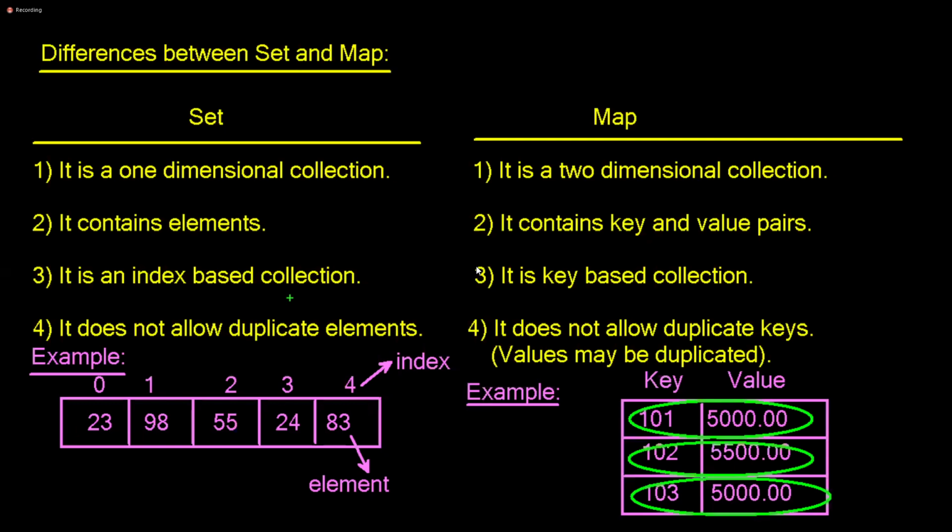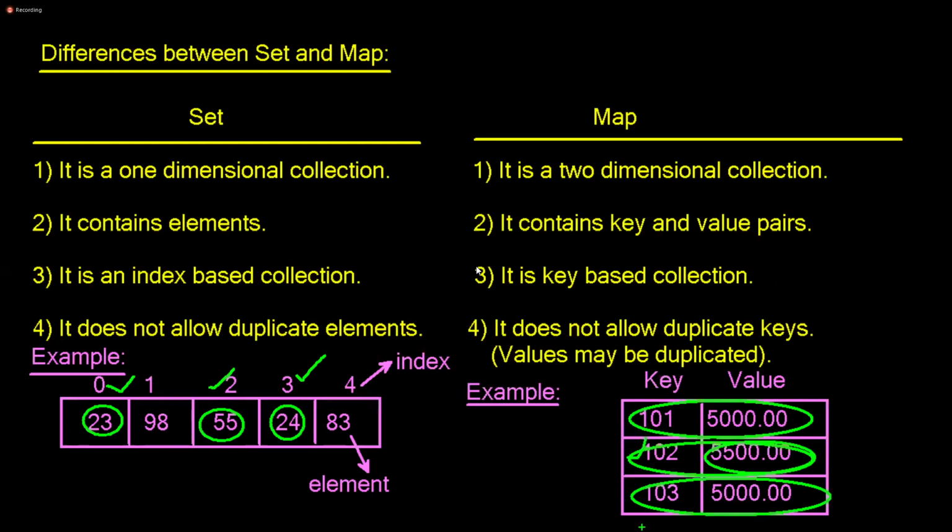This is an index-based collection. Suppose if you want to retrieve 55, you have to use 2. If you want to retrieve 23, you have to use 0. If you want to retrieve 24, you have to use 3. If you want to retrieve this salary, this number is required, not an index. No index here. Key plays the main role. If you want this value, you have to use this key. So, if you pass the key, the value comes. You can iterate, you can perform operations, everything with keys only. Key is the main role.